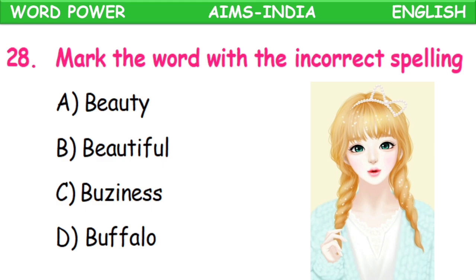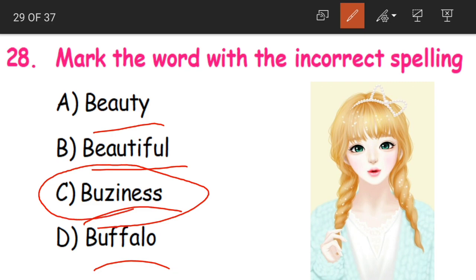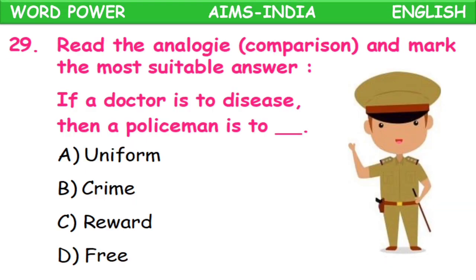28th one, mark the word with the incorrect spelling. Again here also you have an incorrect spelling. You have to find this out. Beauty, beautiful, business or buffalo. And business, this spelling is wrong, children.